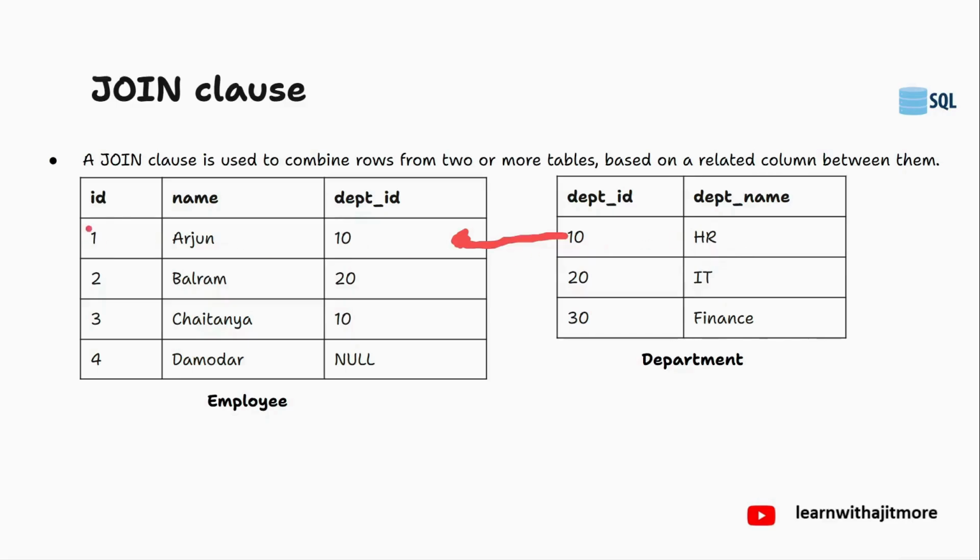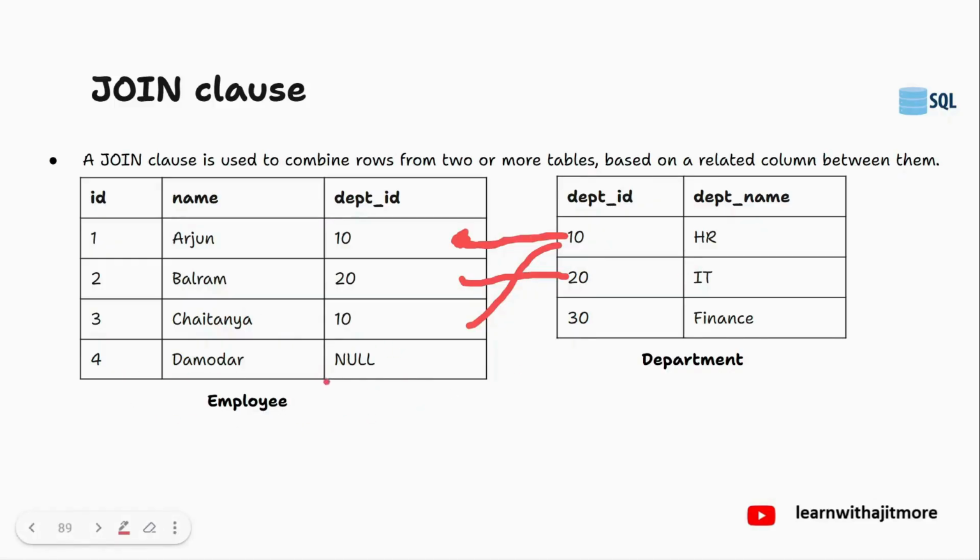So with this we can combine one, Arjun, HR. In the same way, 2 works in 20. So 20 will be related with this 20, and I'll be able to get 2, Balram, IT. Third is also working in 10, so this 10 will also be related here, and I'll get 3, Chaitanya, HR.